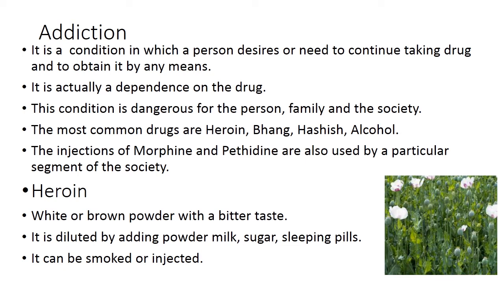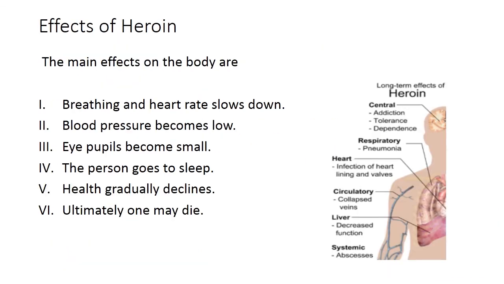What does heroin do? Breathing and heart rate slow down, blood pressure becomes very low, eye pupils become small, the person goes to sleep, and health gradually declines. Ultimately, one may die if he takes an excessive amount of heroin.